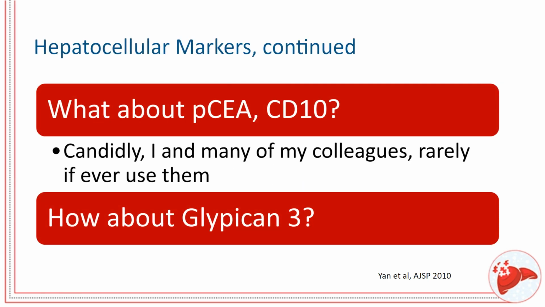People will sometimes ask about polyclonal CEA and CD10. Candidly, I and many of my colleagues rarely, if ever, use these markers. If they're submitted to us, we will offer an interpretation on them, but I'll say that I rarely use them. I almost never order them myself, and from observing my colleagues in practice, I would say that that's true of them as well. Glypican-3 is a marker that we use much more commonly though, and I'll turn my attention to that in the next few slides.